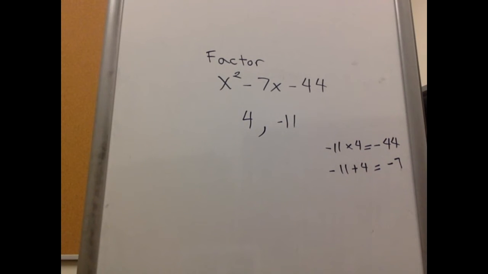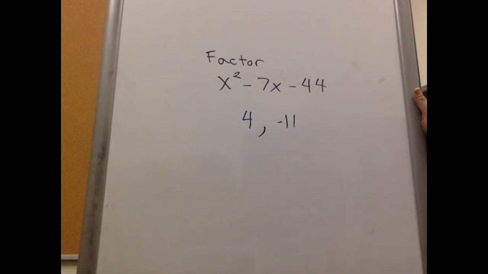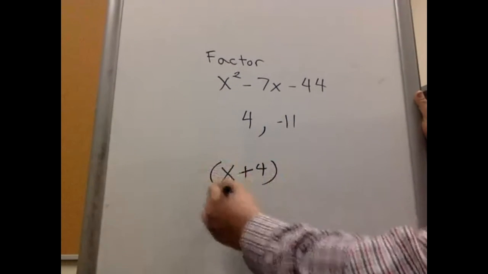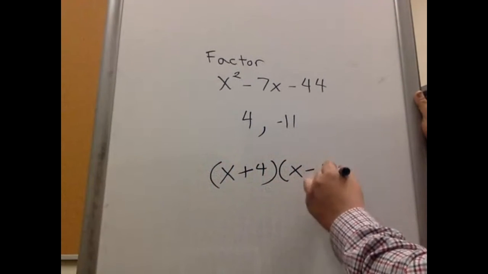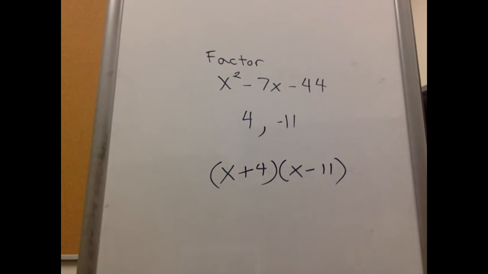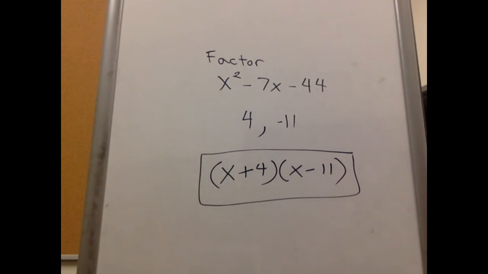All right. Since we have now our two numbers, we simply can just write the answer like this. Plus 4 is here, and the minus 11 is here. And this is factor form of that polynomial right there.